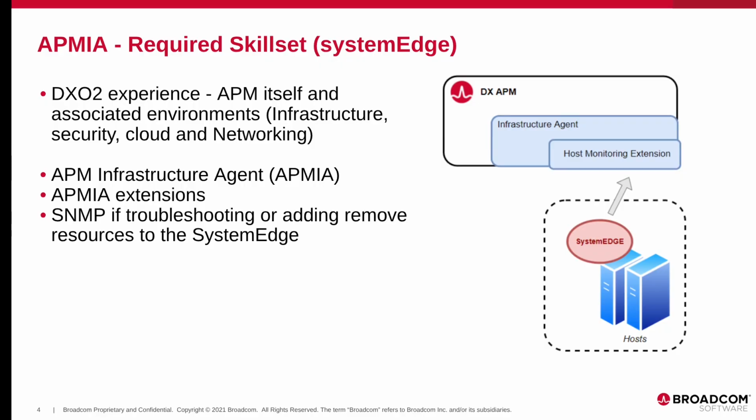For today's deployment, a small explanation on how the agent actually collects the metrics. As you can see on the graph, the metrics are collected by the system edge probe on the host and then sent to the host monitor extension, which was loaded by the infrastructure agent. This one, by the way, can be deployed on the same host or on a remote one. The infrastructure agent will then send the received data to the DX APM SaaS or on-prem backend for further analysis.